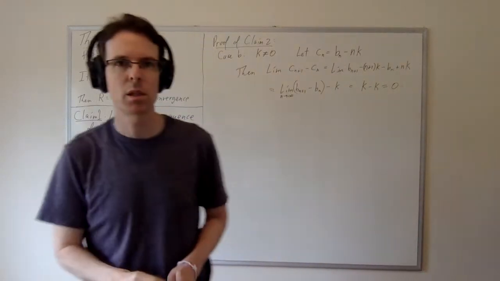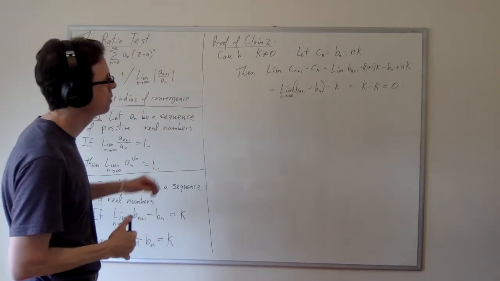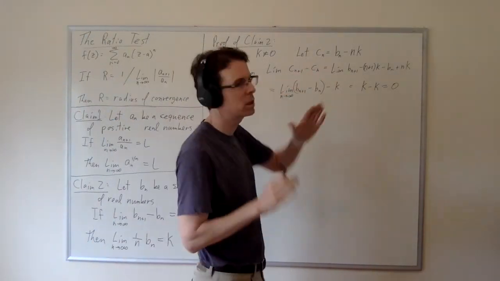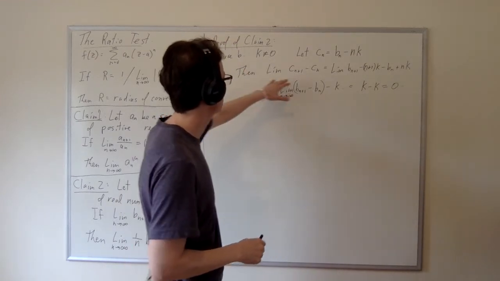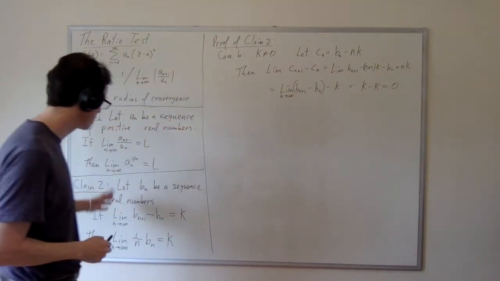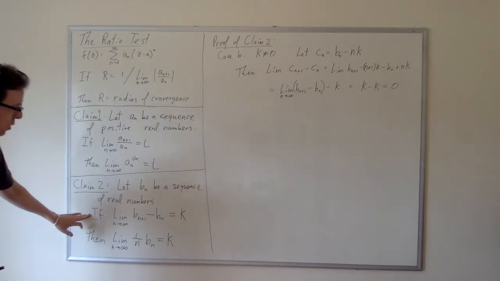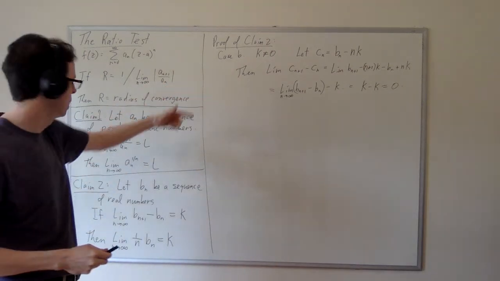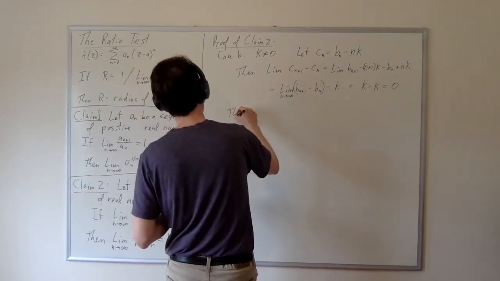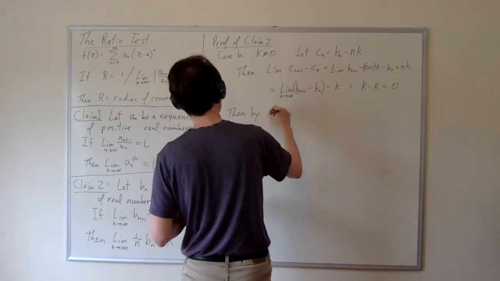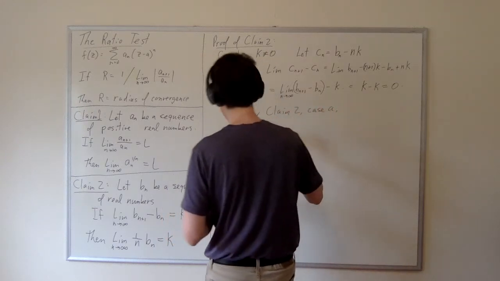So the point here is we're comparing the sequence b sub n to a new sequence c sub n, which is just about the same, except it's shifted by this linear function nk. And what happens is that the successive differences of this auxiliary sequence c_n go to 0. And that means that case A applies to the new sequence c sub n. So then, by case A, what do we conclude?